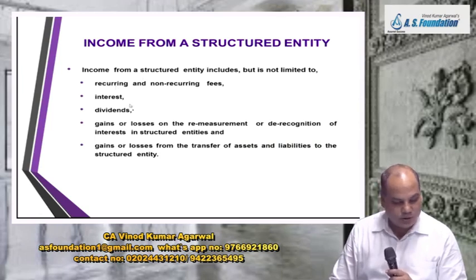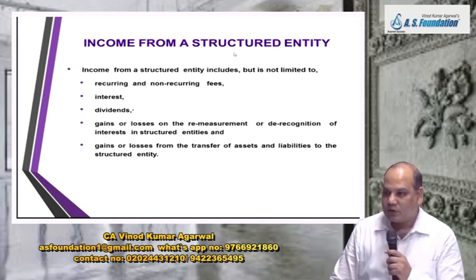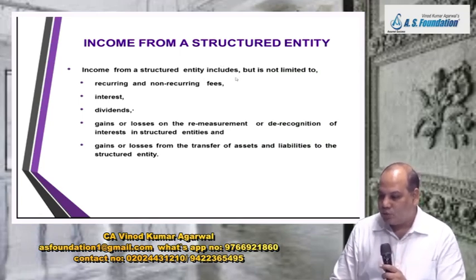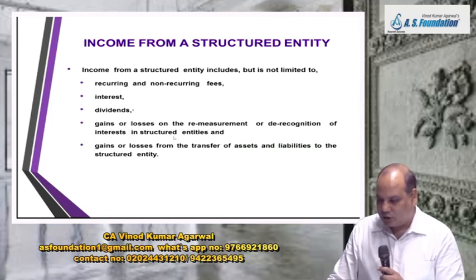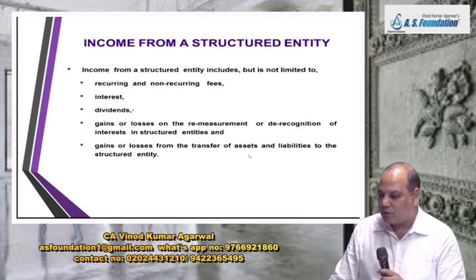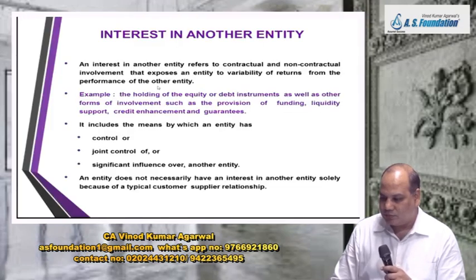Why are they discussing this kind of definition? Because you will find in the disclosure requirement there is some reference to structured entities and income from structured entities. So income includes but is not limited to recurring and non-recurring fees. Then interest, dividend, gain or losses on the remeasurement or derecognition of interest in structured entities, and gain or losses from transfer of assets and liabilities to the structured entities. So these are the income from structured entities which are specially designed.